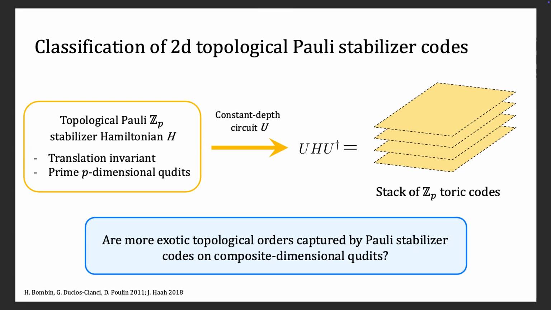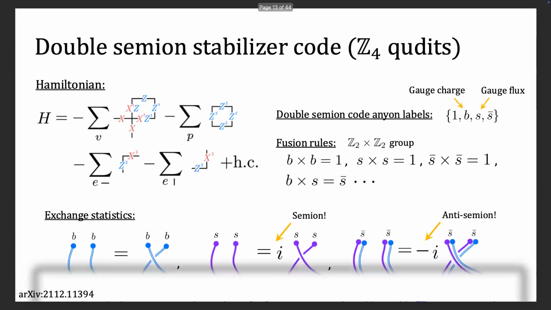So there's a natural question: if p is non-prime, can we find a counterexample? The answer is yes. Let me show you an example when the qudit is Z4, and I can show that in this particular Hamiltonian, the underlying theory is the double semion. This derivation is in another paper with my collaborators Tyler and Nate.